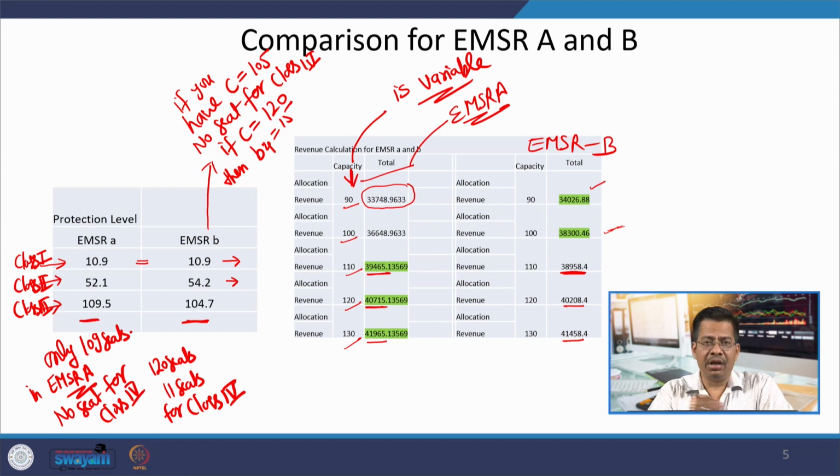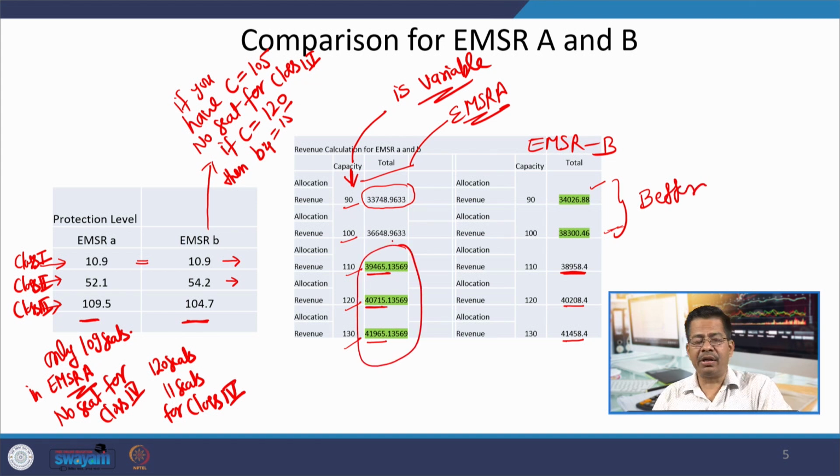So, for capacities equal to 90 and 100, B is better, and for capacity equal to 110, 120 and 130, A is better. So, as we discussed in our previous session and in this session also, it is difficult to say whether A is better or B is better, but you can calculate. All these things are possible in a very automated manner.